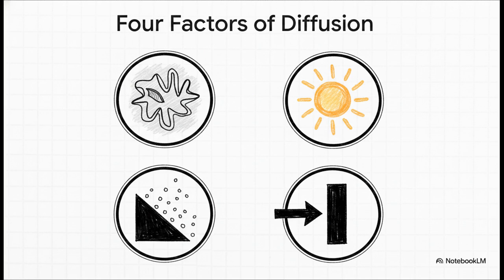Number 2, temperature. Higher temperatures speed things up. Number 3, the concentration gradient. A steeper gradient, meaning a greater difference in concentration across the membrane, equals a much faster rate. And number 4 is diffusion distance. A greater physical distance to travel means a slower rate of diffusion.